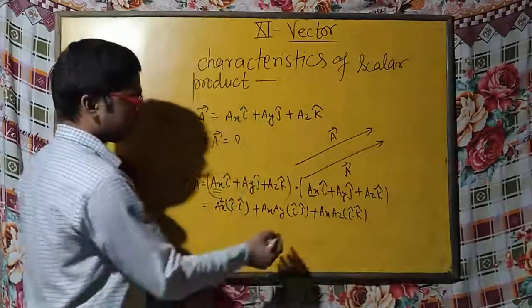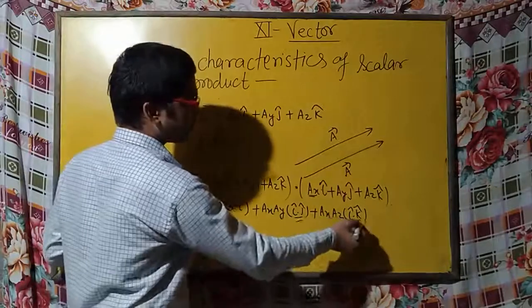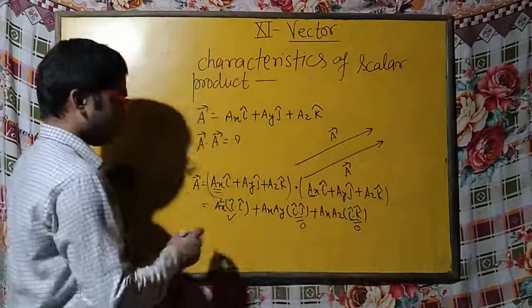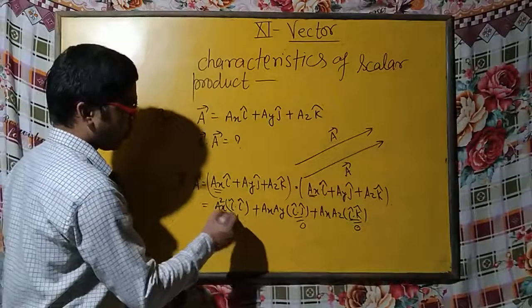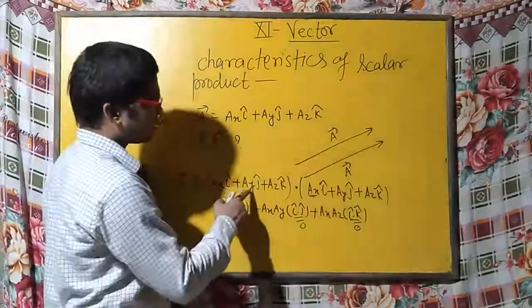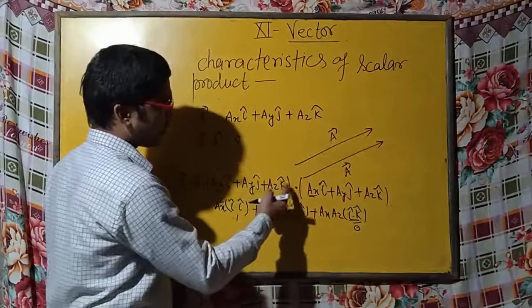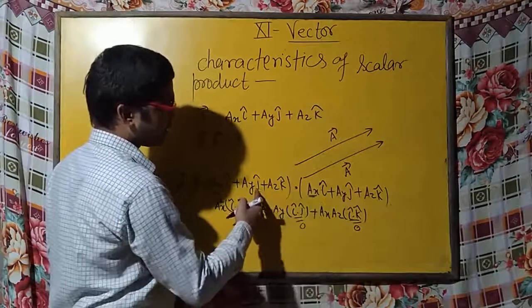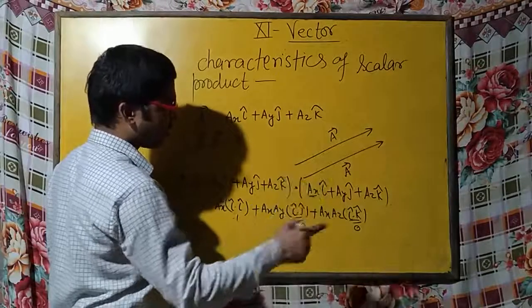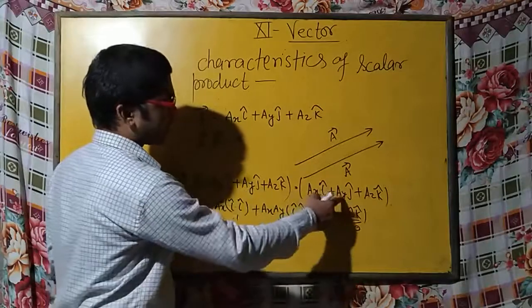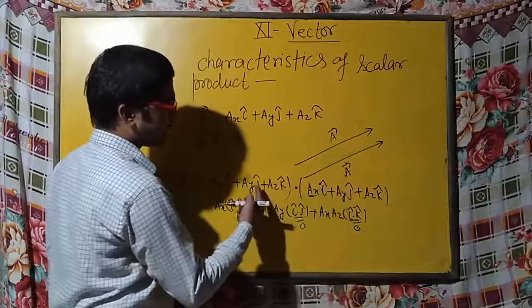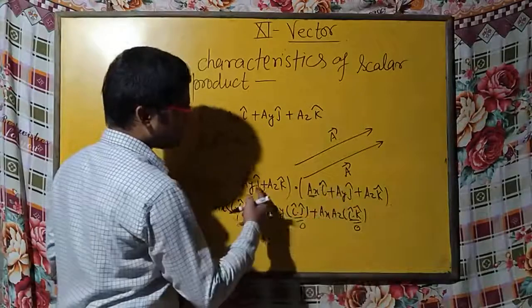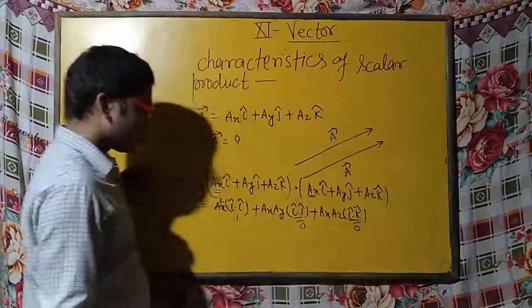Now you can see these two terms become 0. This one is 0, this one is 0. This I dot I is 1. Similarly, in case of j, when you get the first term, that is ay, ax, j dot I, that will be 0. Then ay, so ay square, then j dot j, that will be 1, and ay, az, j dot k is 0.